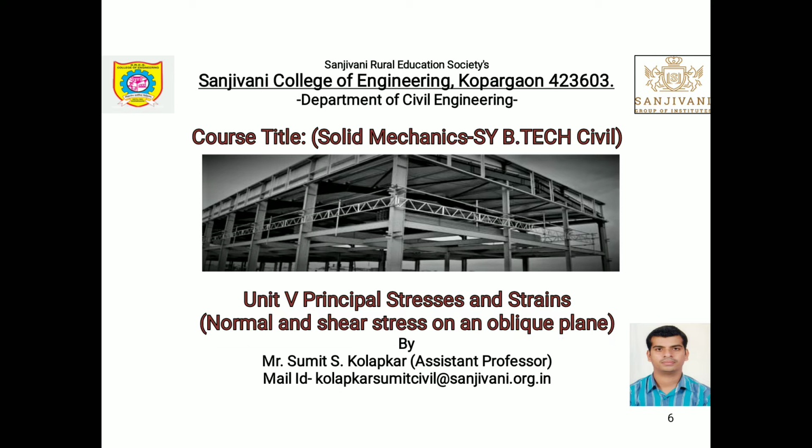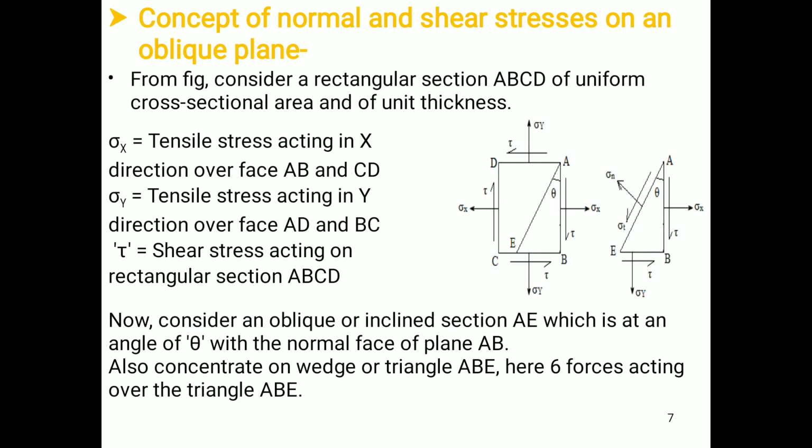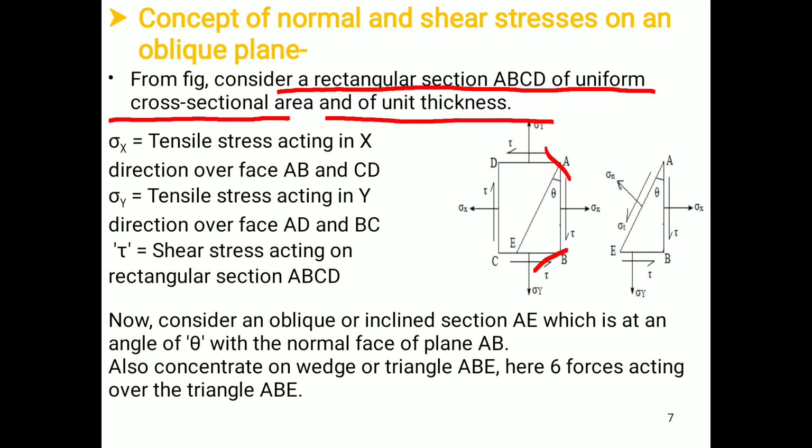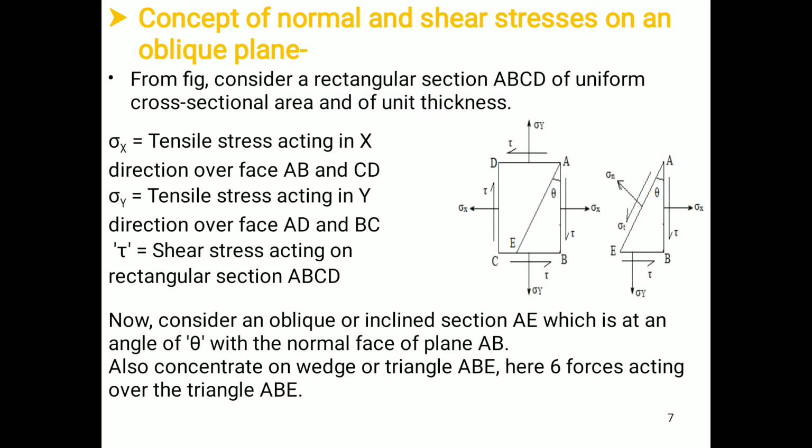To find that value, we have to concentrate on a rectangular section ABCD of uniform cross-sectional area and of unit thickness. As per the given statement, the thickness is unit 1, that is, the thickness which is perpendicular to the plane of the paper.